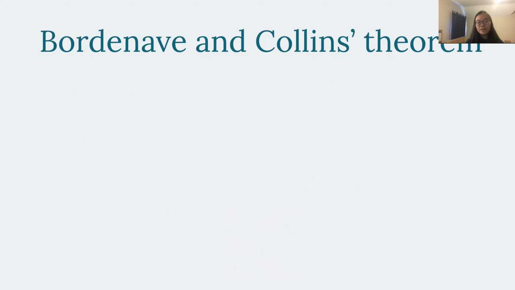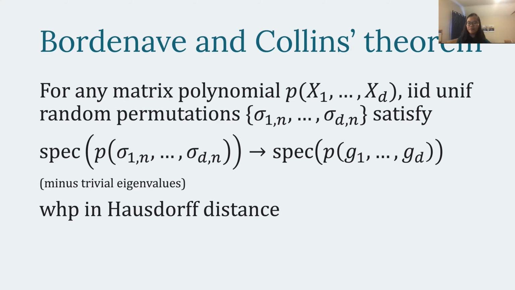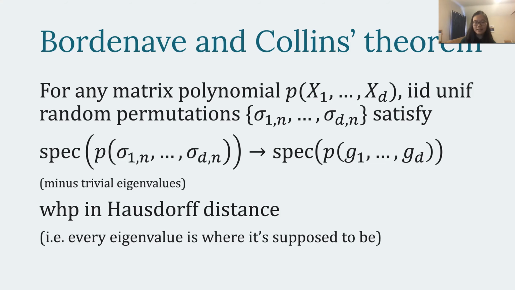So Bordenave and Collins proved that for any such matrix polynomial, if you replace the infinite permutation with a random permutation, that would result in a graph that locally looks like the infinite graph, and the spectrum also converges to the infinite graph spectrum, except the trivial eigenvalues. And this convergence happens with high probability in the very strong sense I talked about, which places every eigenvalue exactly where it's supposed to be.